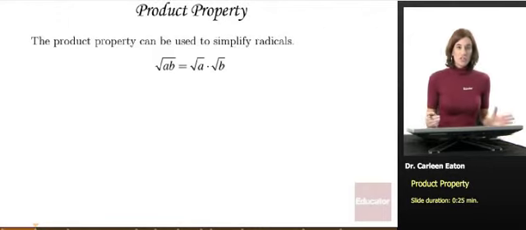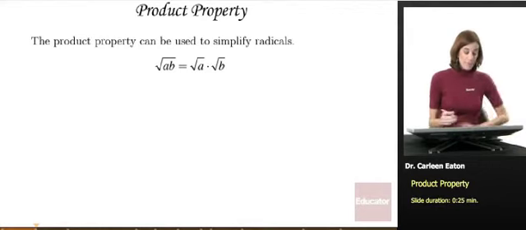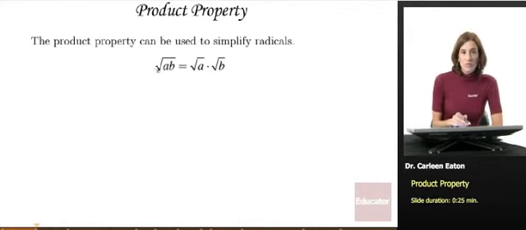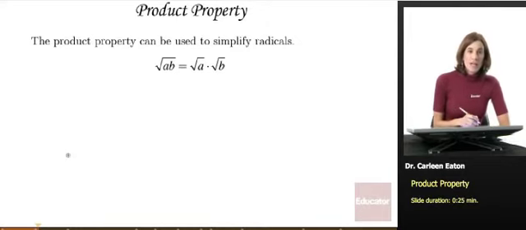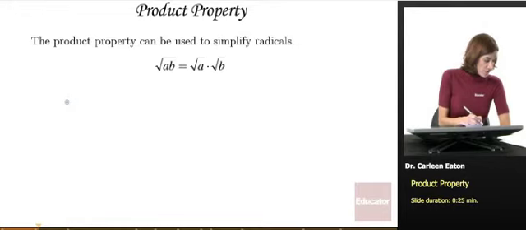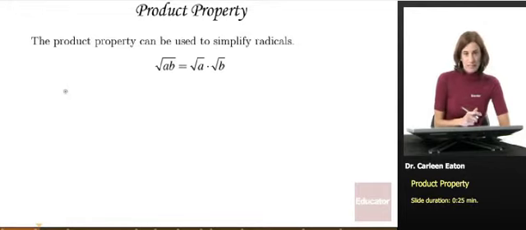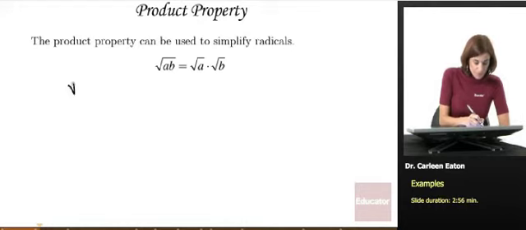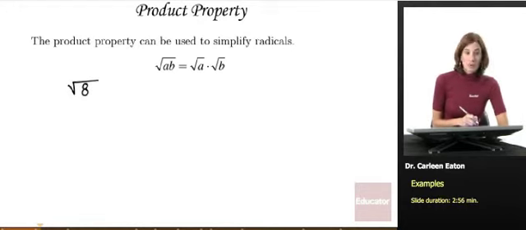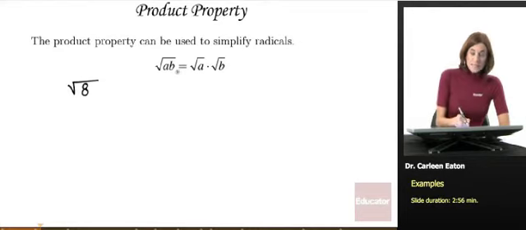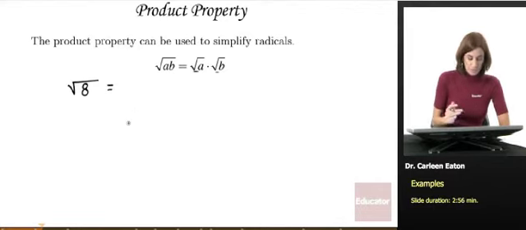Okay, in order to simplify radicals, a very important concept is the product property. The product property tells us that the square root of a times b is equal to the square root of a times the square root of b. Going back to the example I talked about earlier, the square root of 8x squared, I said that was not in simplest form. So let's take an even simpler radical, just the square root of 8. I can use this product property to change this into this form and get rid of that perfect square.